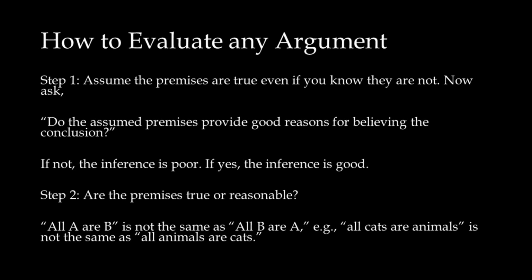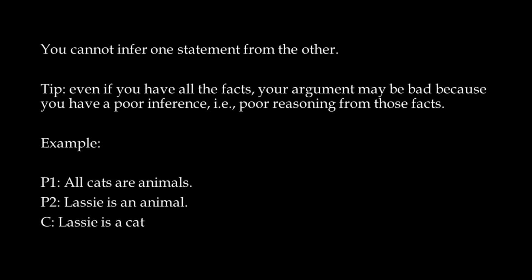All A are B is not the same as all B are A, e.g., all cats are animals is not the same as all animals are cats. You cannot infer one statement from the other. Tip: even if you know all the facts, your argument may be bad because you have a poor inference, i.e., poor reasoning from those facts. For example, all cats are animals. Lassie is an animal. Conclusion: Lassie is a cat.